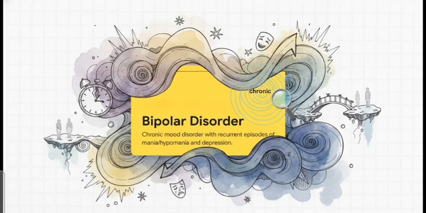These episodes usually show up first in adolescence or early adulthood, and they can profoundly, literally derail a patient's social and occupational life. Just imagine trying to hold down a job or maintain a relationship while your brain chemistry is aggressively pulling you between absolute, unstoppable euphoria and just crushing despair. That's the reality we're dealing with.